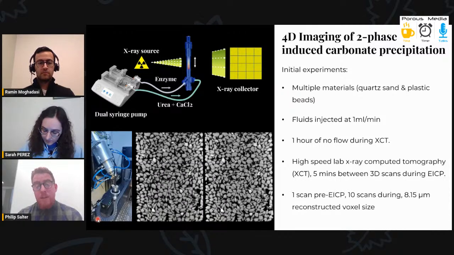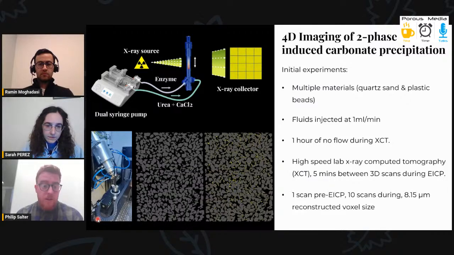While this was happening, we captured high-resolution XCT images to capture the dynamics of the crystallization process. One scan was captured pre-enzyme-induced carbonate precipitation, and then 10 scans during it with a reconstructed voxel size of around 8 micrometer. So on the left, you see the quartz sand prior to the reaction, and then on the right, after a 1 hour precipitation period.